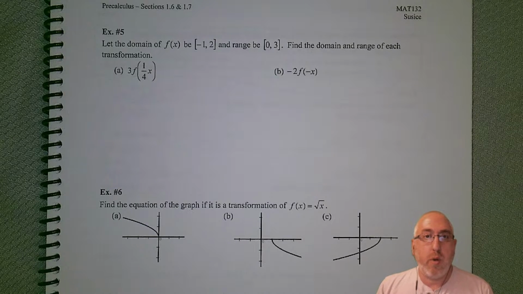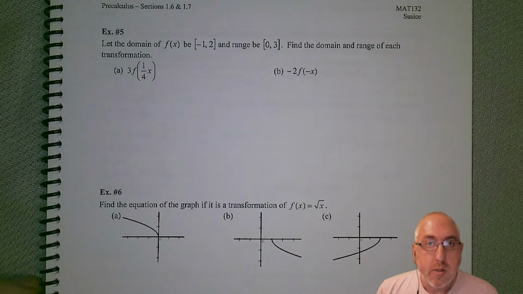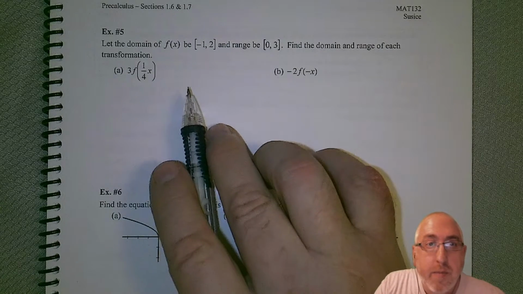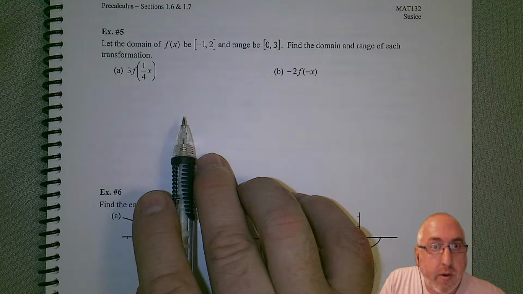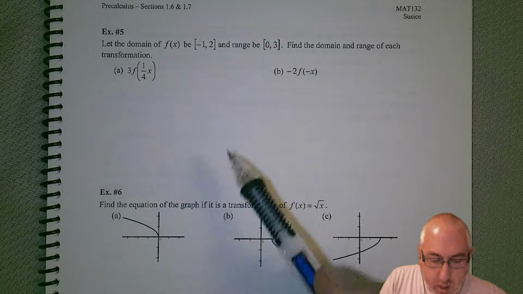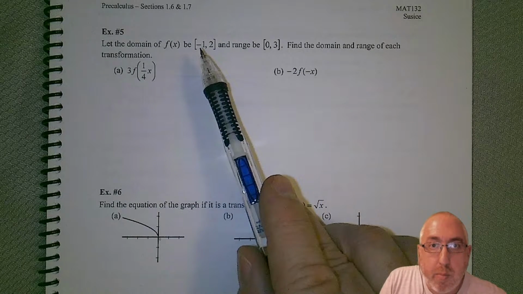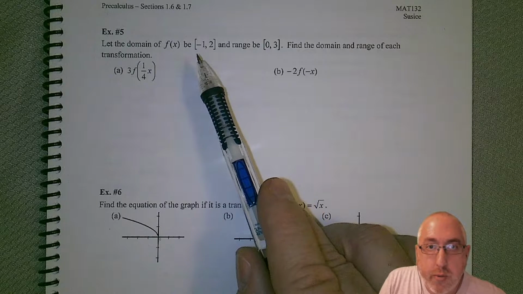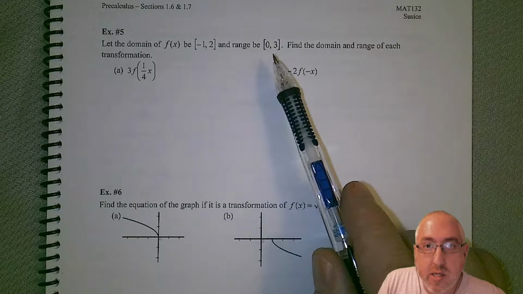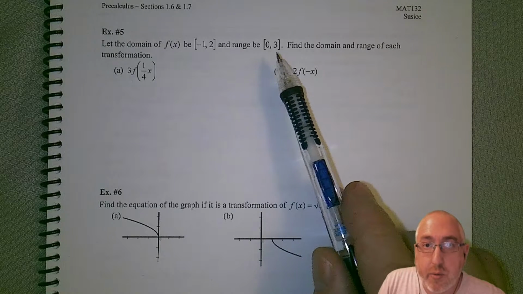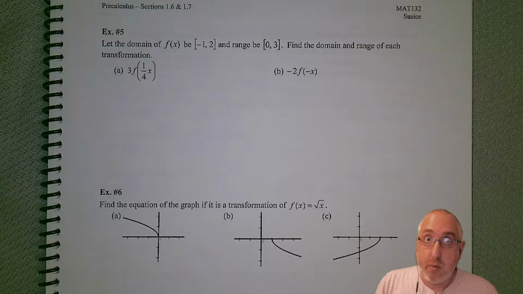Howdy folks, we're back and continuing on in 1.7. So we're looking at example 5 now. It's looking at the domain and range and how those can be affected under various transformations. So we're restricting the domain of f to be from -1 to 2, including -1 and 2. Likewise, the range is restricted to 0 to 3, including 0 and 3. So that's based off of the original function f.